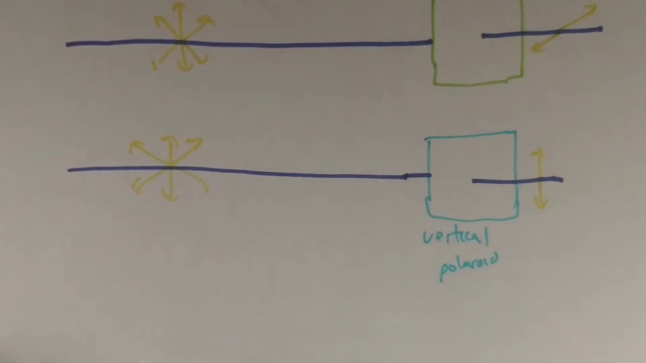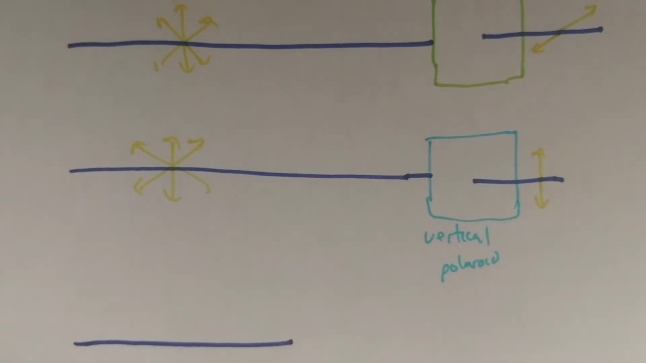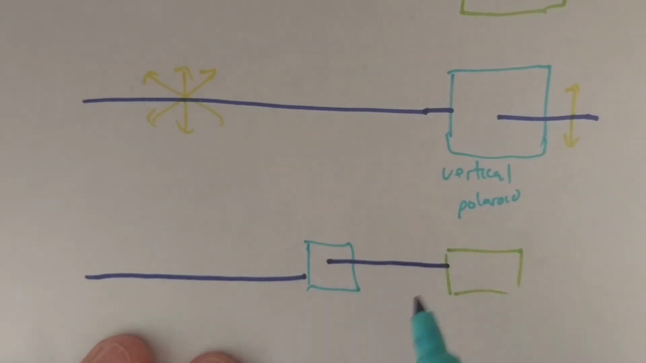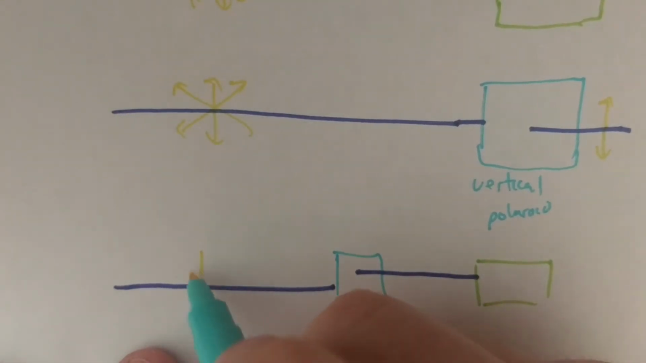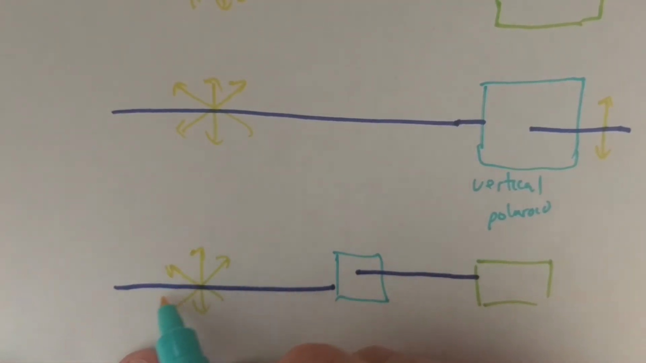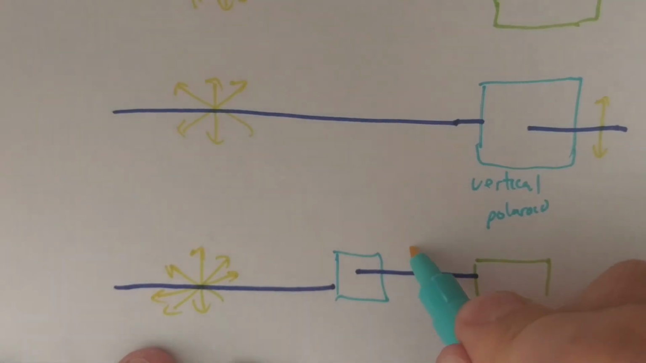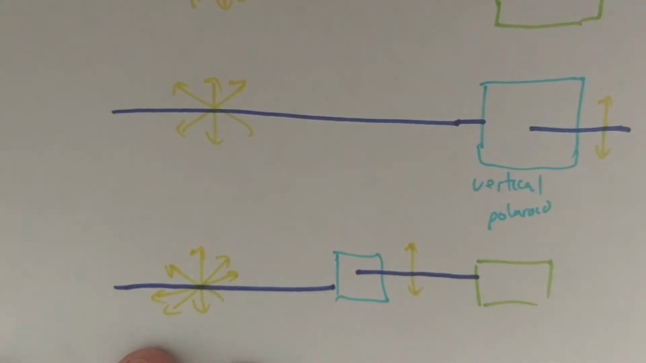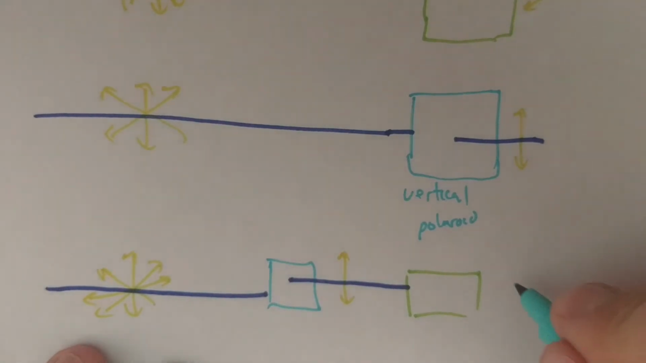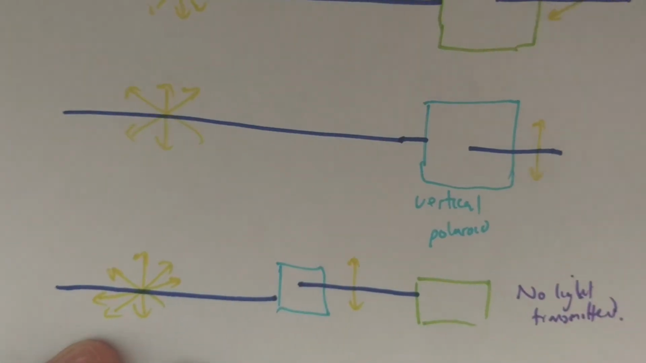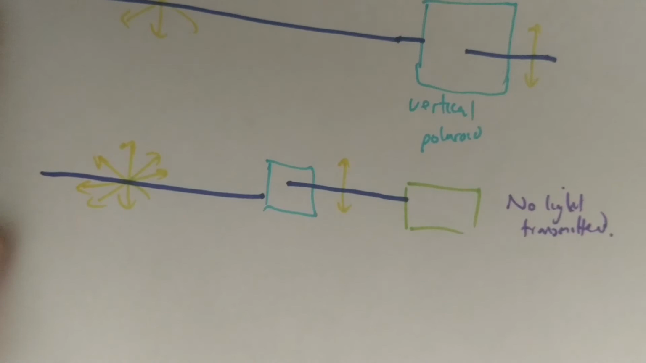If we combine our Polaroids, we'll put a horizontal one there, and put a vertical one in front of it. As it goes through our vertical one, beforehand we had all directions, afterwards we will just get our vertical one, and at the end there will be no light transmitted. So this is really important if we want specific light to reach specific places, or specific EM waves.